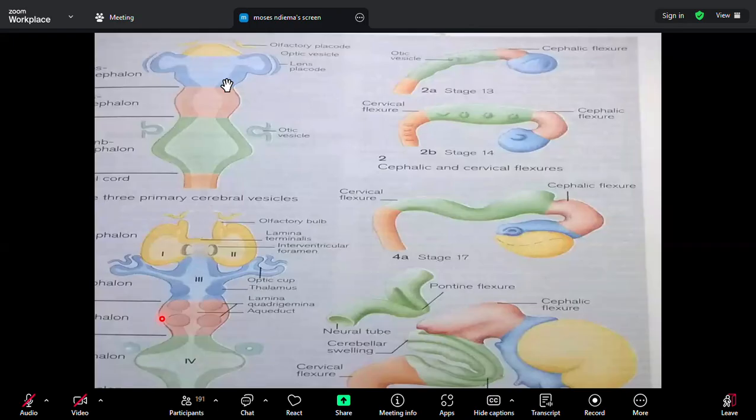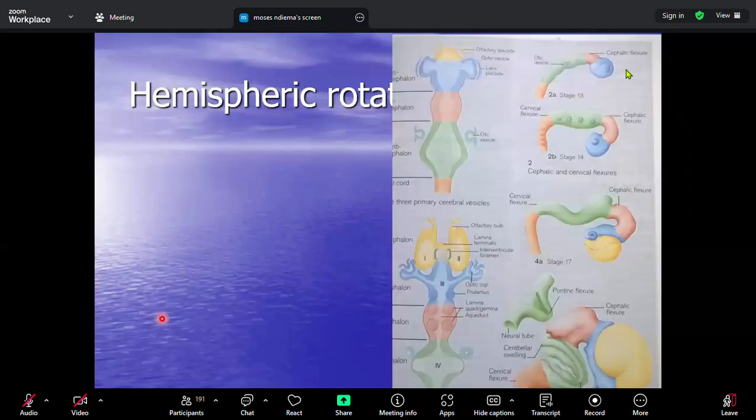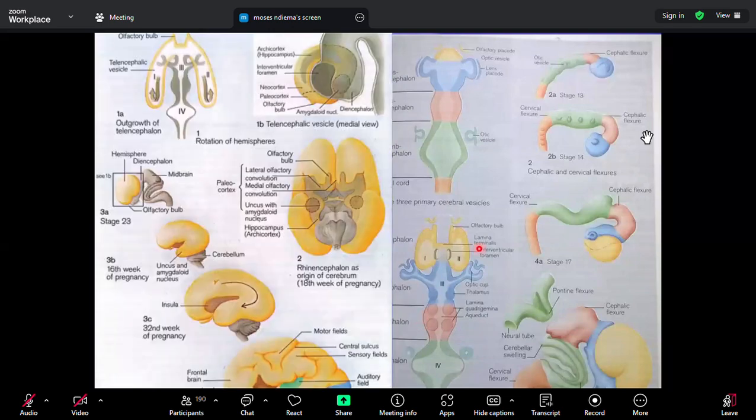This is just the same structure, noting the flexures and also the development of the three germ vesicles. During this development of the telencephalon and the others, you will notice that the telencephalon grows very fast. As it grows very fast, we have this type of growth where the cells spread out, the most close cells here spread out. And here we have this where the cells grow like in an inverted C. This is what we are calling hemispheric rotation.